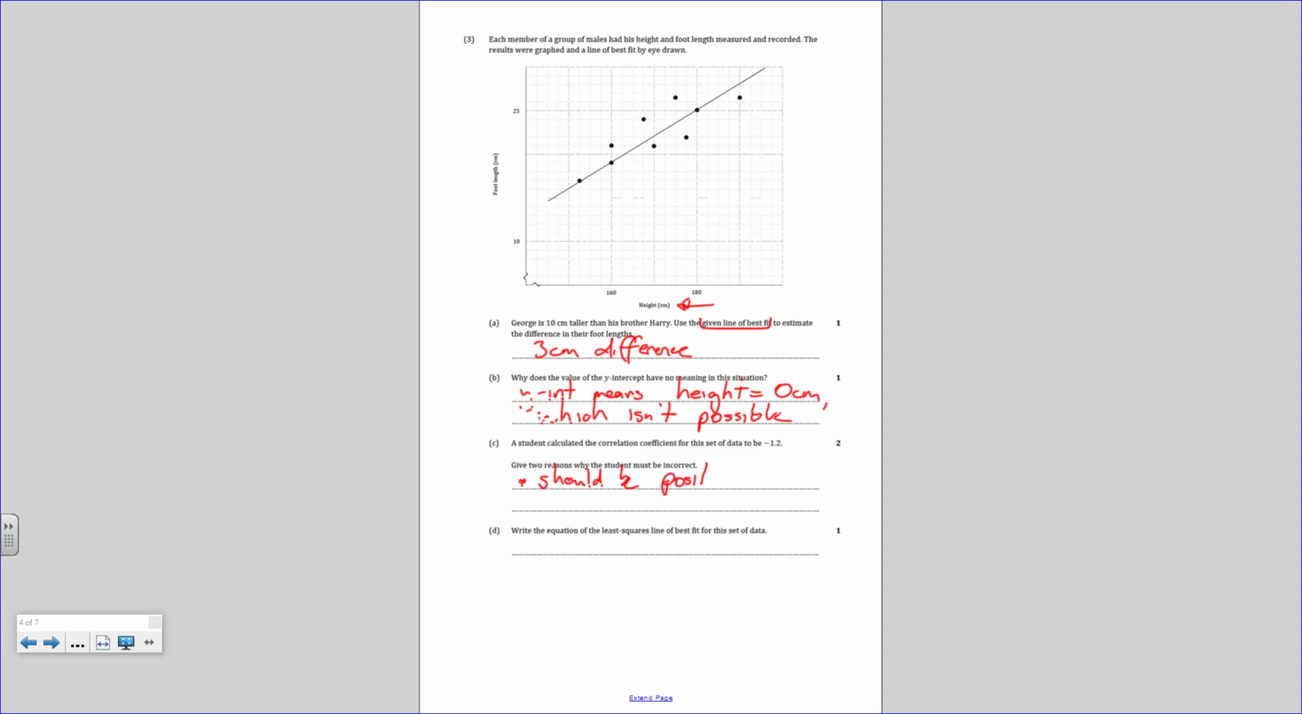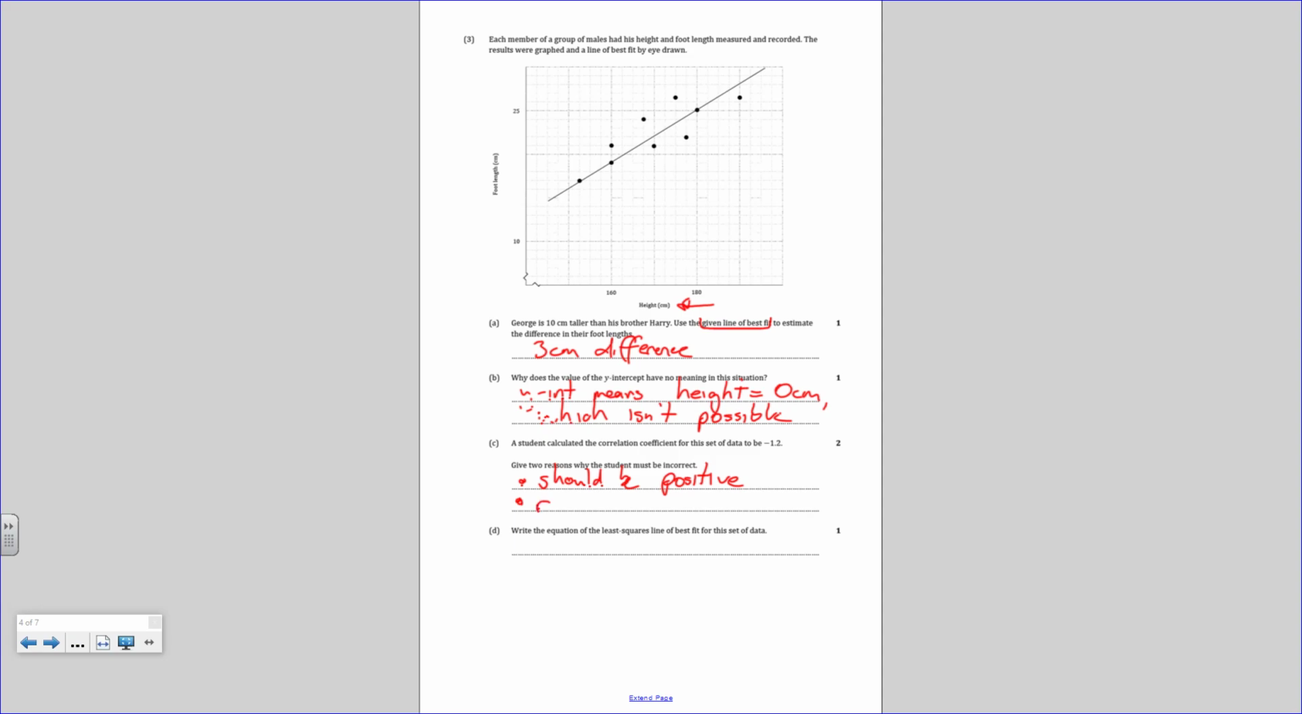Alright, so that's one reason. The other reason, what a couple of people did is they actually found the correlation coefficient using the dots that were on there, and I think they found it to be like 0.85, and they said, well, because it's 0.85, not negative 1.2, they are incorrect, and I did give them marks because that is a reason why they're incorrect. But more conceptually, we know that the correlation coefficient needs to be between negative 1 and 1. But this person's found it to be negative 1.2, which is impossible. You can't have a correlation coefficient less than negative 1.